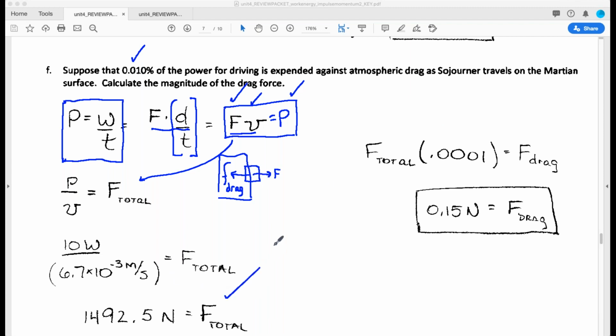So I just multiply this total thing. I can see how that would be hard to see. How did you know that there are other forces? I think the only cue there is that they gave you this as a percent.